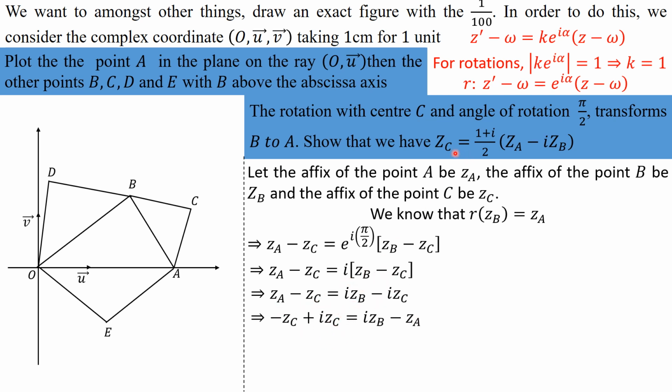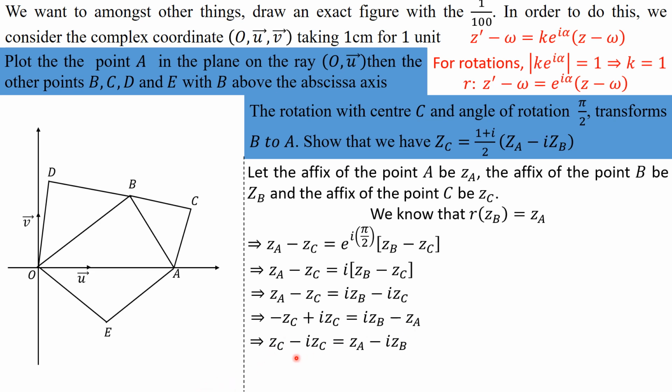Now, since we are proving that ZC is equal to a certain component, we are going to bring the ZC's together. So adding IZC on both sides, on the right hand side it cancels, on the left hand side I just get negative ZC, which is this guy here, then plus IZC, and then furthermore I'm going to subtract ZA on both sides of the equation.